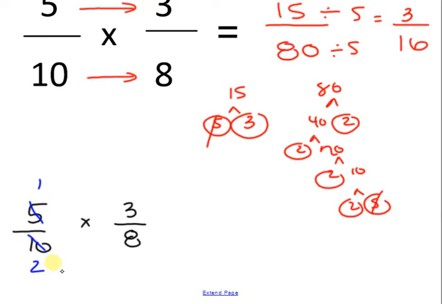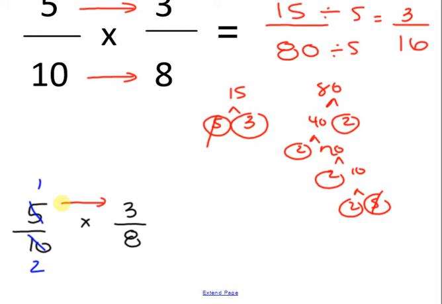Okay? Now, 3 over 8. Can I simplify that any? Nope. Now I go diagonal. So 3 over 2. Can I simplify that any? No. 1 over 8. Can I simplify that any? No. Now you're going to realize I'm not going side to side. Side to side does not work. You cannot go side to side.